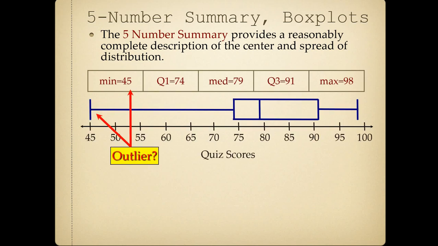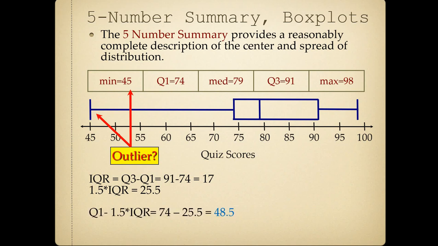All right, so we got this lovely box and whisker plot again and the IQR. So then I do 1.5 times the 17 and I get 25.5. And then I do Q1 minus that and I get 48.5. So right around here. So that means this 45 is indeed an outlier. And then Q3 plus 1.5 IQR is 116. So that's way over here. So that is not an outlier on that end. 98 is not an outlier. So we do have one outlier.